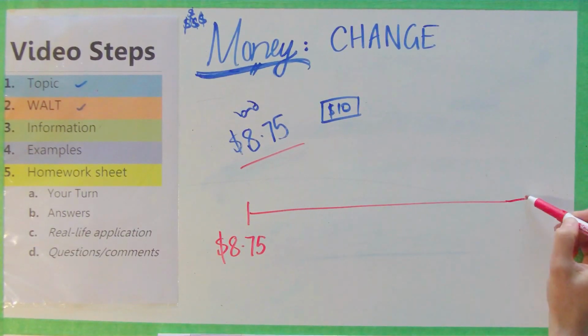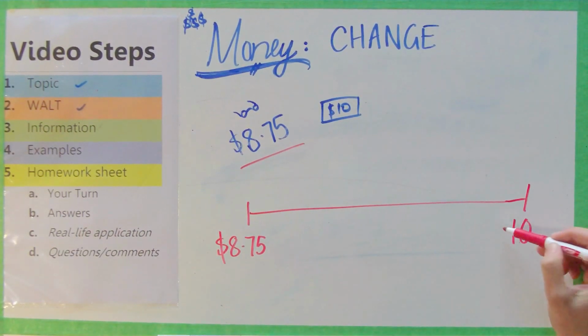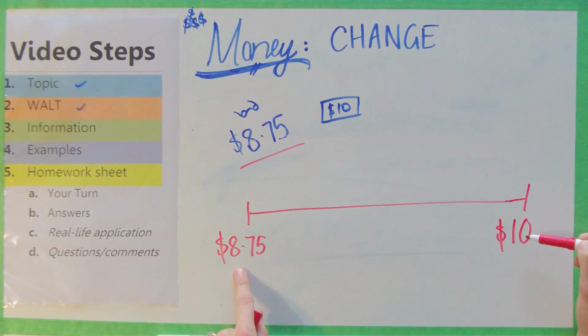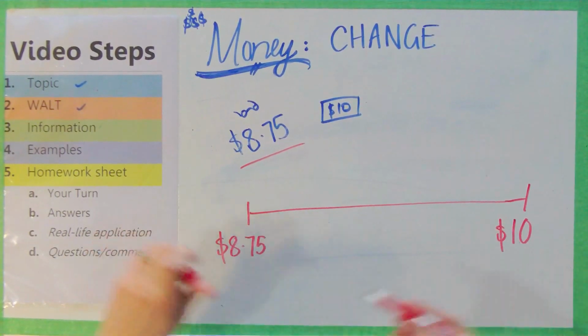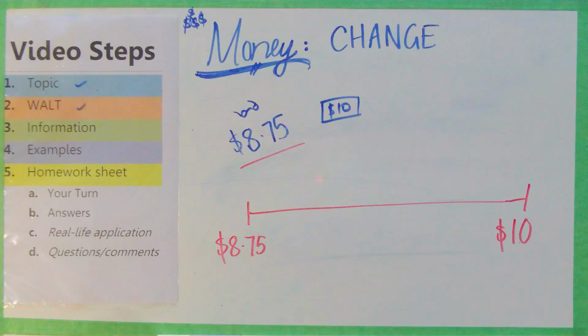And then I need to finish at $10, because that's the amount that he gave, and this is the amount that needed to be paid. So we're trying to find out the difference. What is going to be left over? So I then can start bouncing out my money.